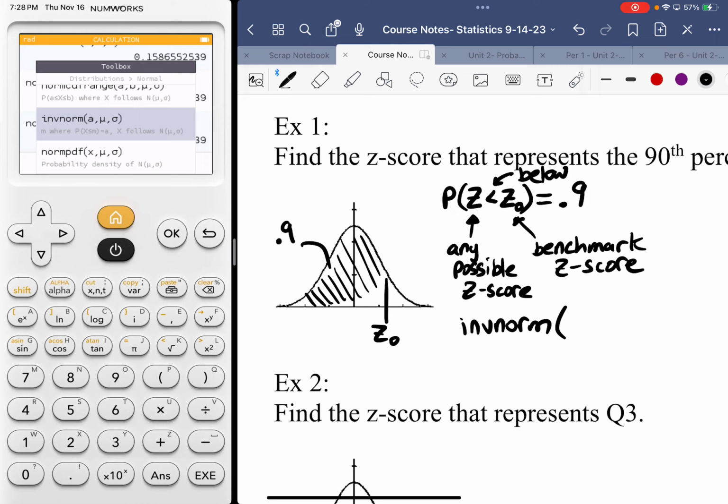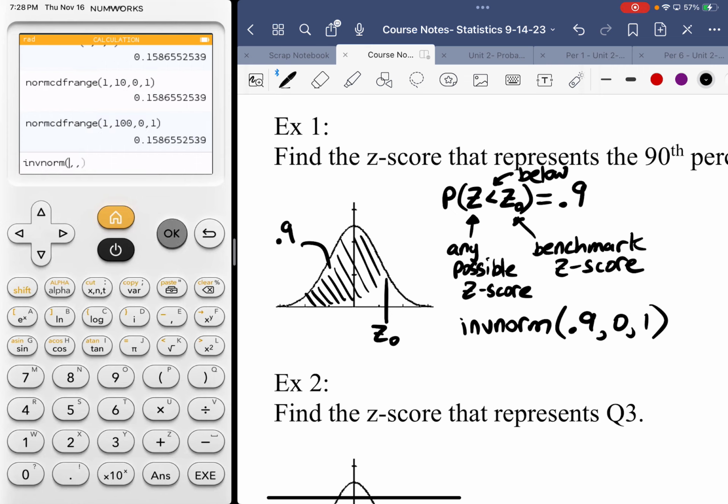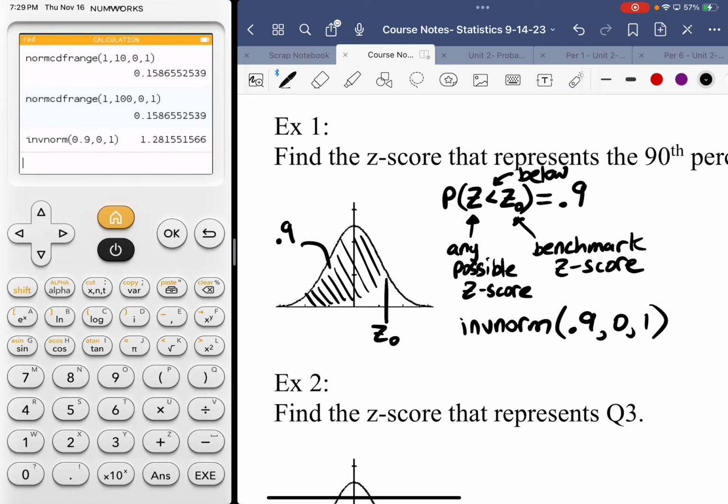But the area to the left is 0.9. The 0 and 1 constitute the mean and standard deviation. So this is what I would put in. And it's going to give us a z-score. In this case, 1.28.